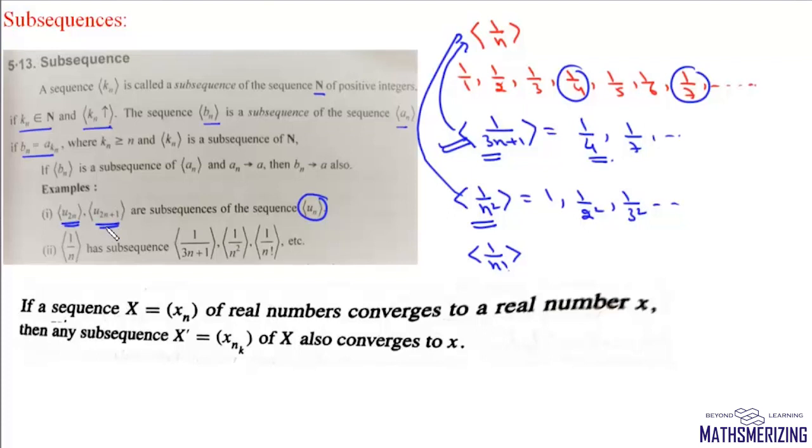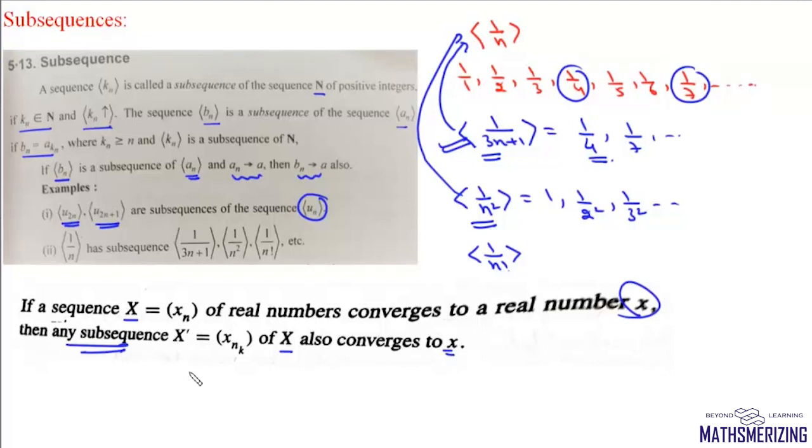Now the important result here is: if bn is a subsequence of an, and an converges to a, then bn also converges to the same limit a. In other words, if a sequence x of real numbers converges to a real number x, then any subsequence of x will also converge to the same limit x.